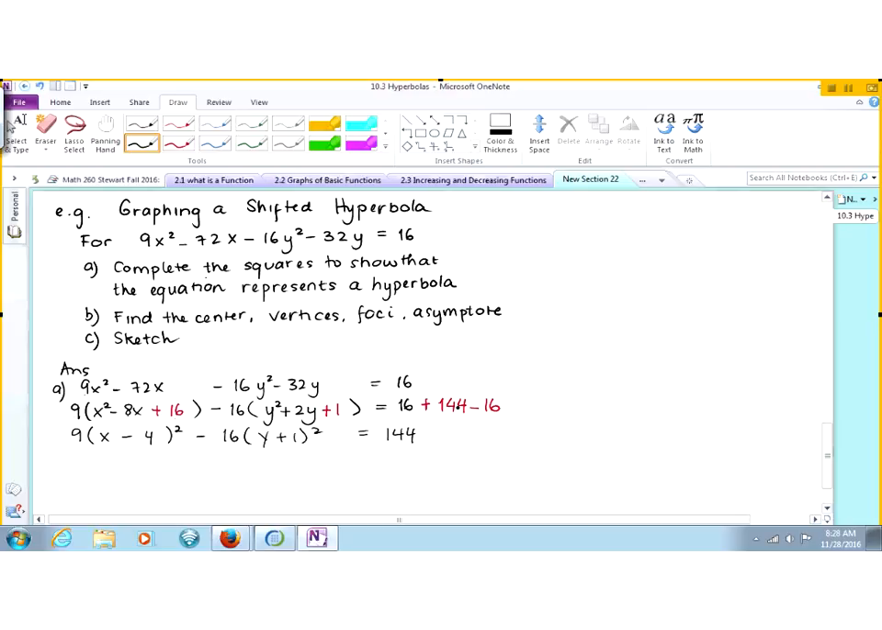Okay. Are we done? Well, the right-hand side must equal 1. So we divide it all by 144. Yay. It's actually not that bad, right? You just have to remember the 16 and the 1 that we're adding, those are fake. So the equation in standard form is x minus 4 squared over 16 minus y plus 1 squared over 9 is equal to 1. Yay, this is the standard form.